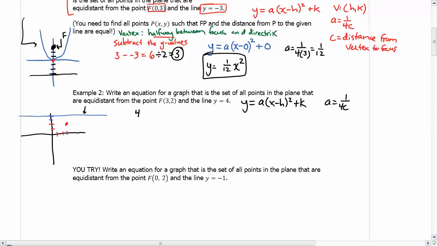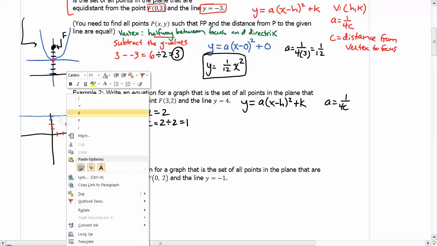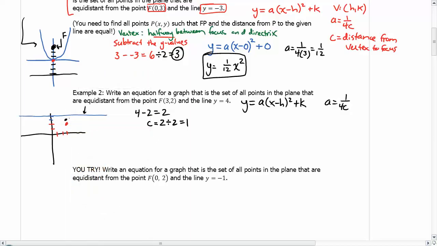To find that distance, you can subtract the two y values, 4 minus 2 equals 2, okay, which means your C value is that distance divided by 2, which is 1. So we can store that for later. So count down 1 from your line, or count up 1 from your point, and put your vertex there. Okay? Now, the parabola is not supposed to cross the directrix, and it's supposed to contain the focus.